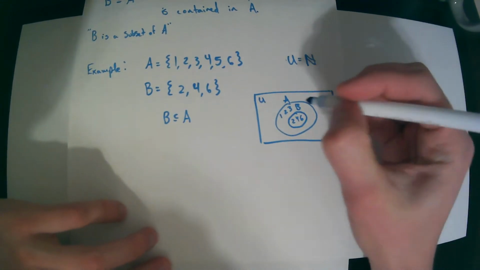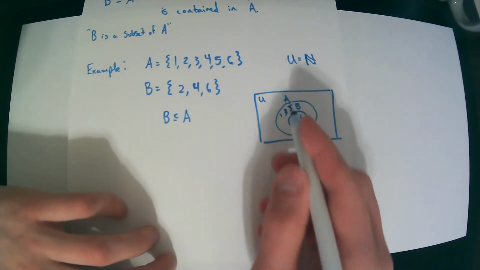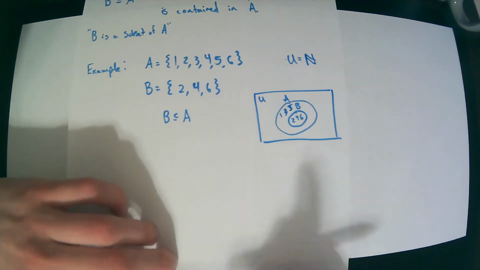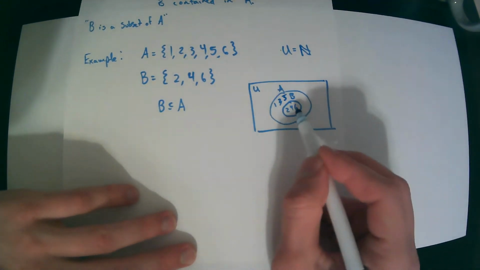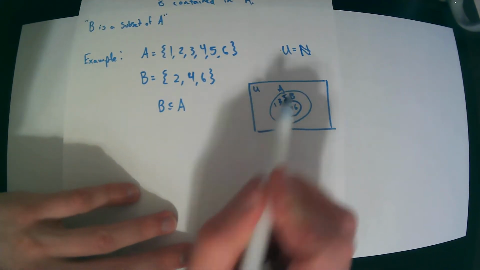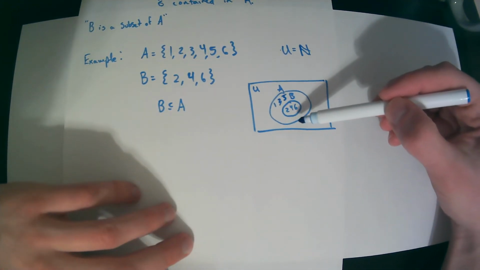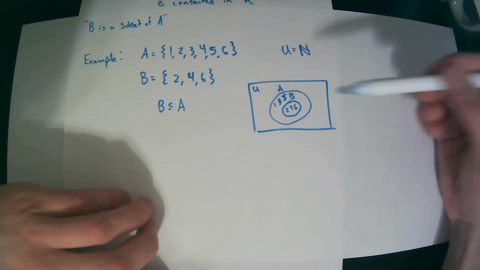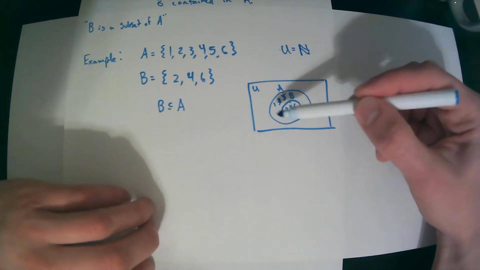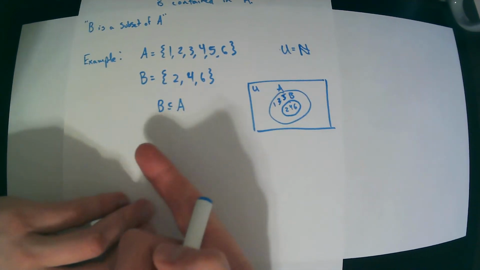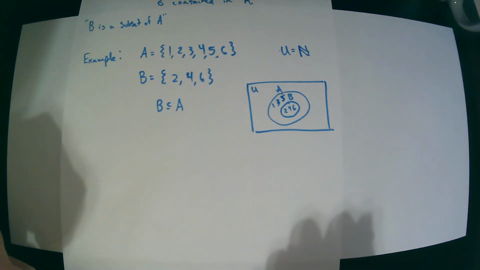So the important thing to note about this picture is that 2, 4, and 6 are still in A, and 1, 3, and 5 are out here. A is still all 6 of these numbers. B is the one with a more limited set. B is just 2, 4, 6, and A is all 6 of them. And we say here that B is a subset of A.